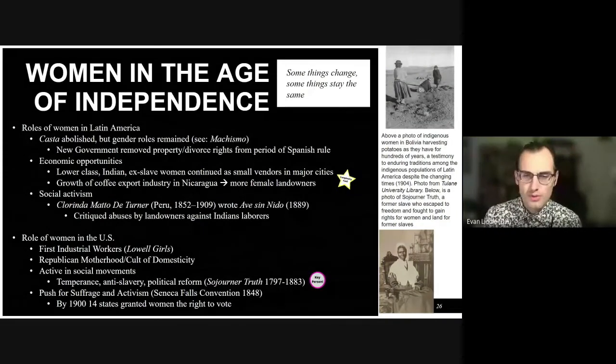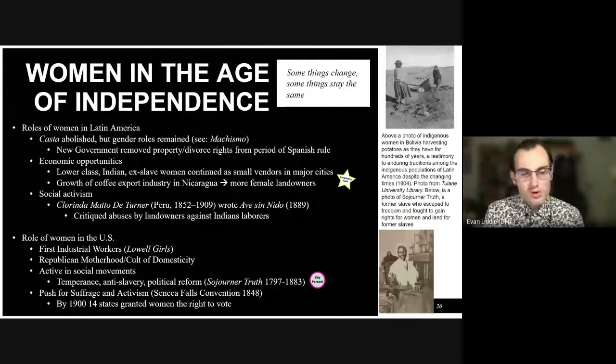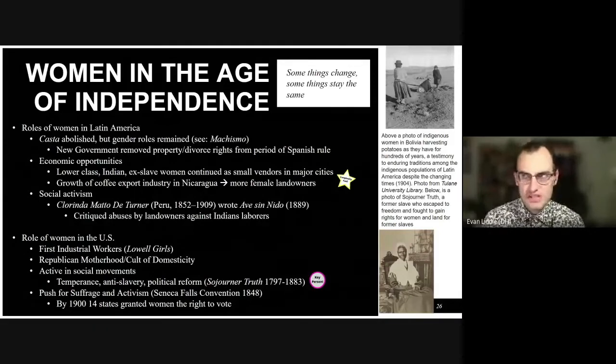You might have heard the phrase machismo, referring to the cultural stereotype of Latin America in which men are in charge and women are not. And this was something that women in the newly independent Latin American countries had to deal with. And while there were some economic opportunities and continuities, so for example, women continued their role as small vendors and business people in major cities, there is some evidence that the growth of the export industry did give some areas of Latin America a higher percentage of female landowners than had previously been.